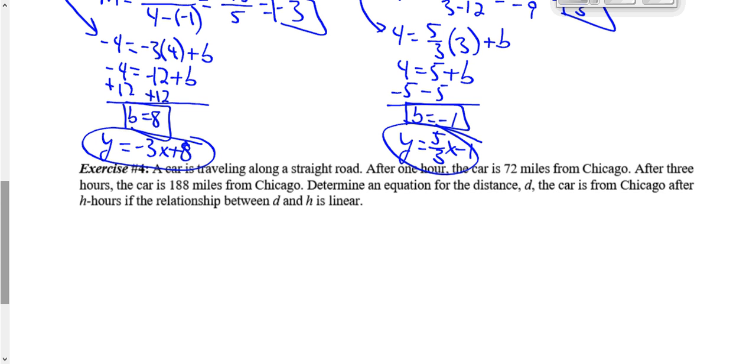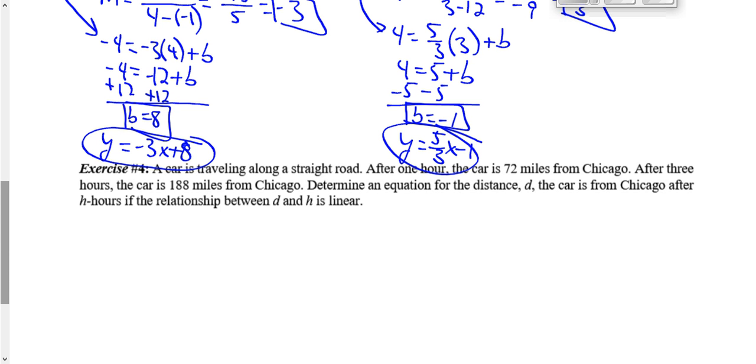A car is traveling on a straight road. After 1 hour, how far has the car gone? 72 miles from Chicago. Okay, after 3 hours, the car is how far from Chicago? 188. So are they driving toward Chicago or away from Chicago? Away. Okay.